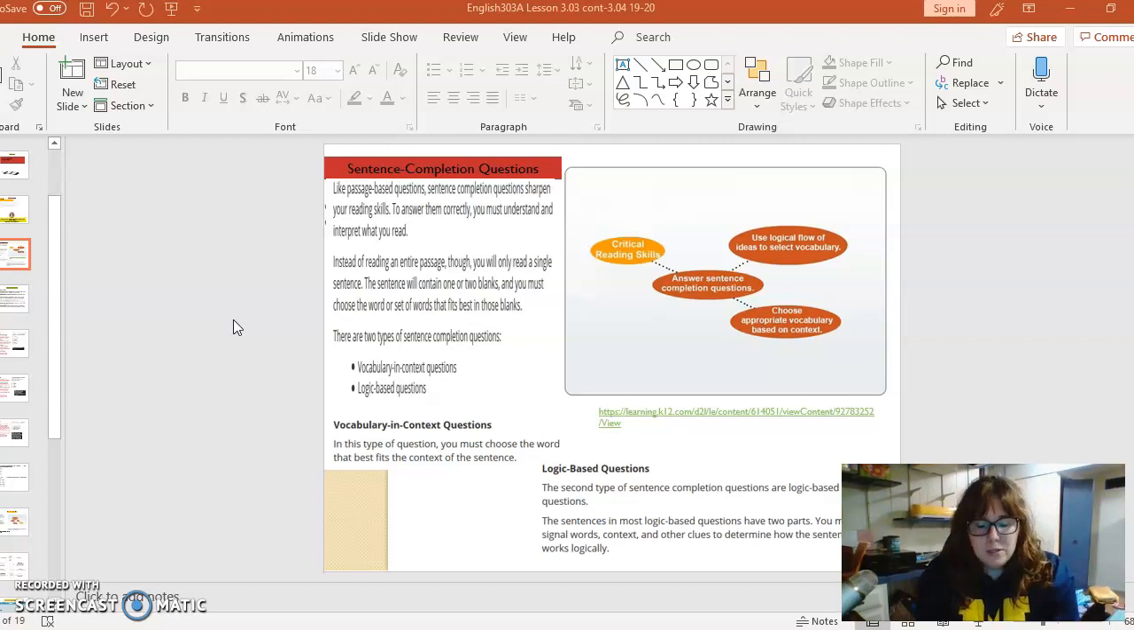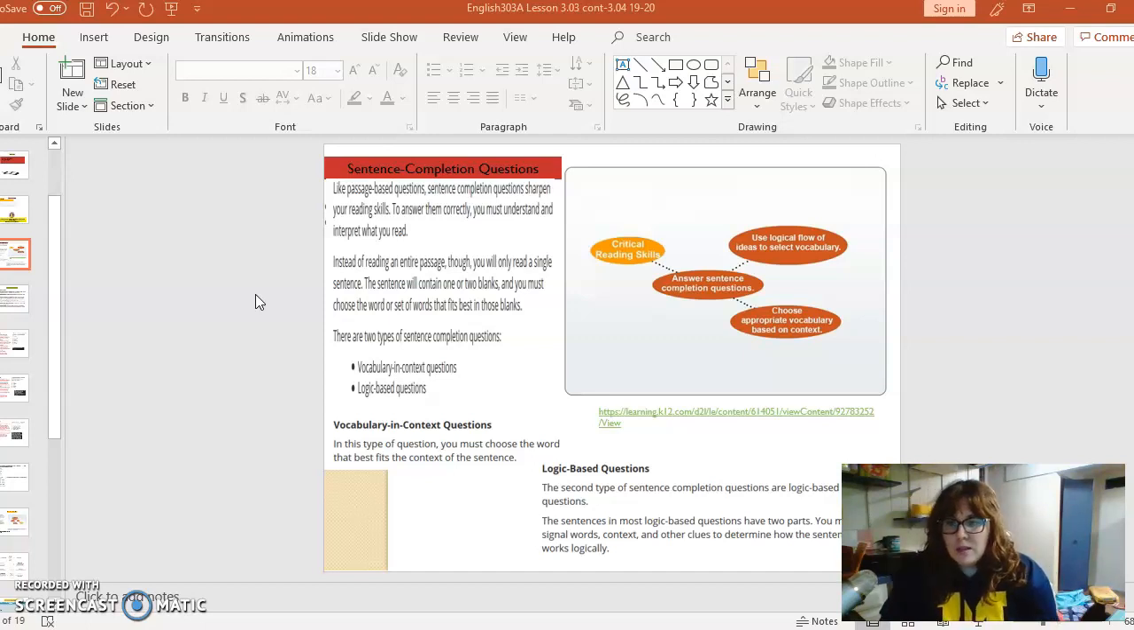So we talked about passage-based questions on Tuesday. And so today we're going to be looking at sentence completion questions. It's another type of question that you'll see a lot on the SAT and in these critical skills unit tests. And so it's like passage-based questions where you sharpen your reading skills. And so you have to understand and interpret what you've read. Instead of reading an entire passage, it's one sentence, maybe two. And it has one or two blanks, and you're trying to figure out the words that fit those blanks best.